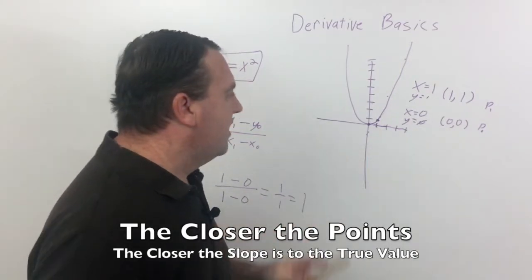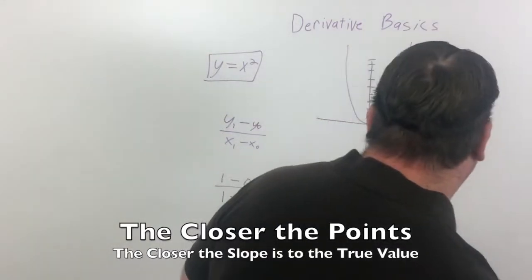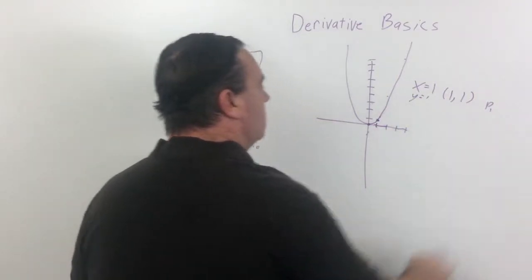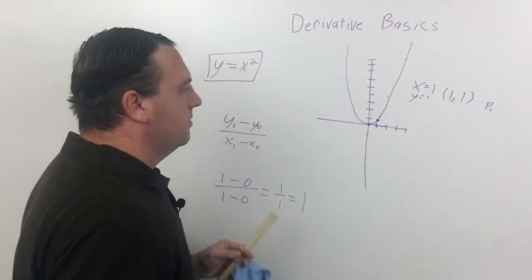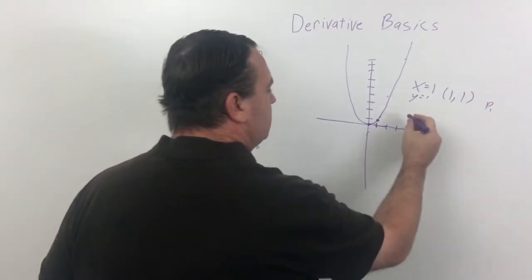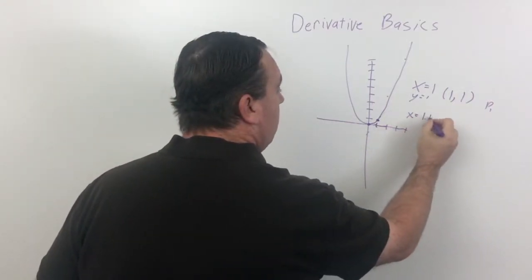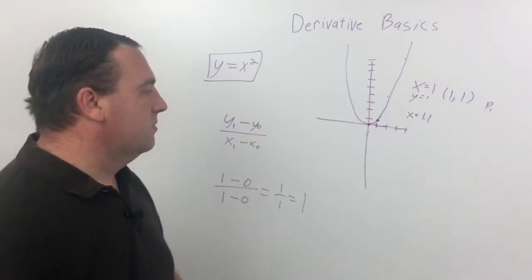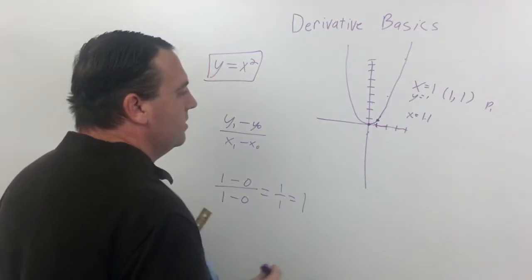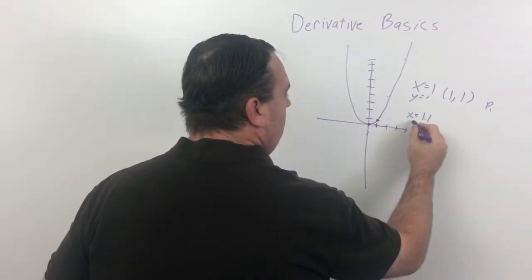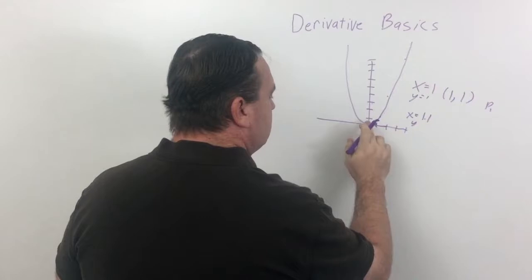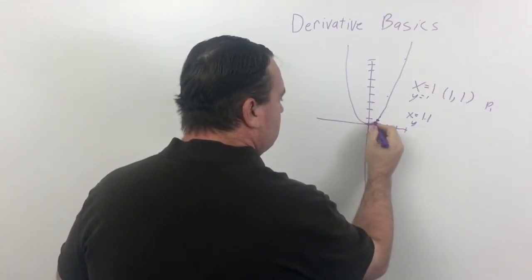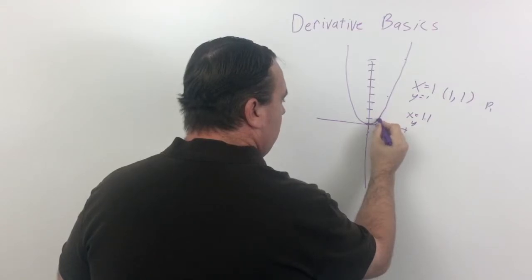Okay, so let's say instead of x equals 0 and y equals 0, we pick two points that are closer together. Let's pick x equals 1.1, so we've got a point that's pretty close to x equals 1. So we have to plug it in. If x equals 1.1, instead of here, we're going to do one that's slightly after it on the graph, about here.